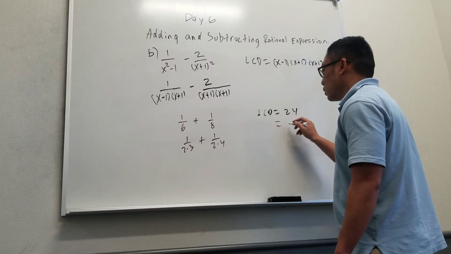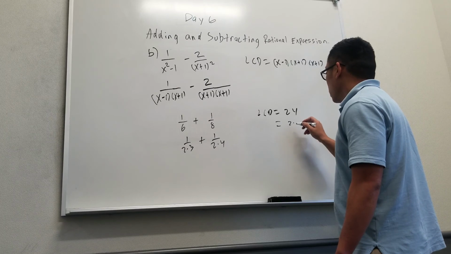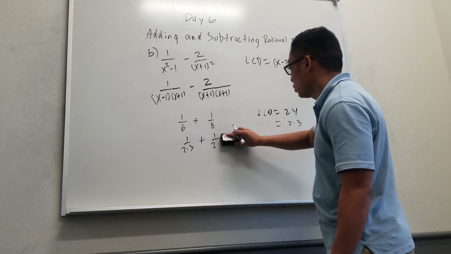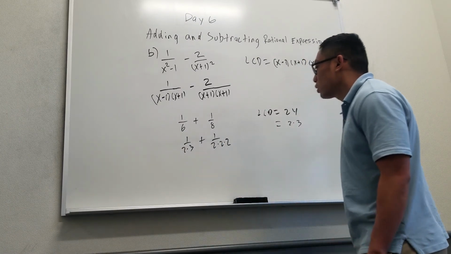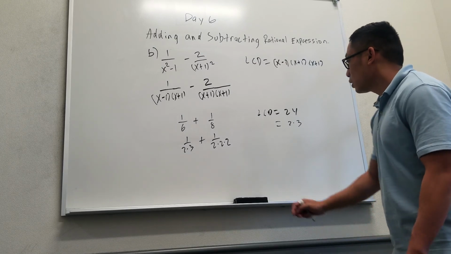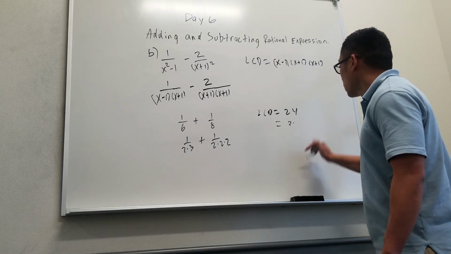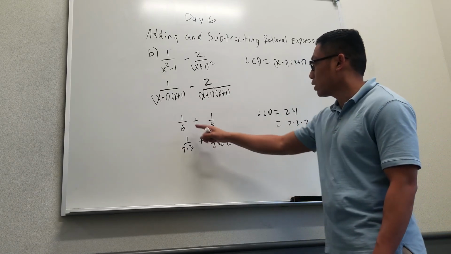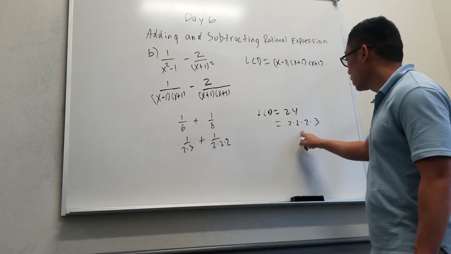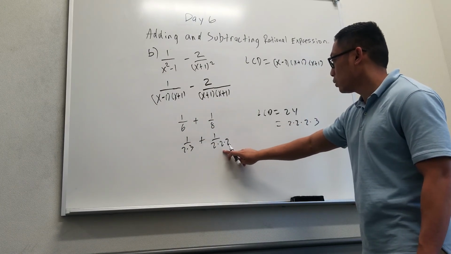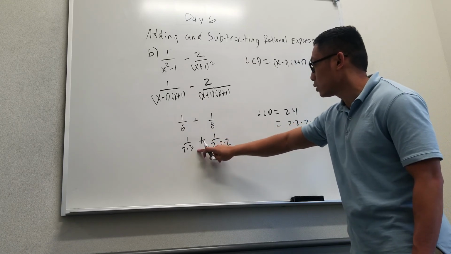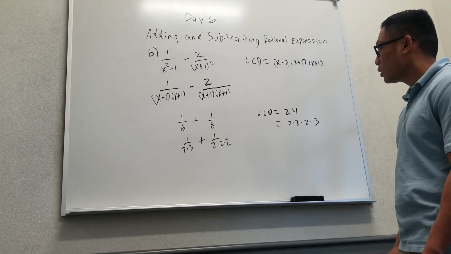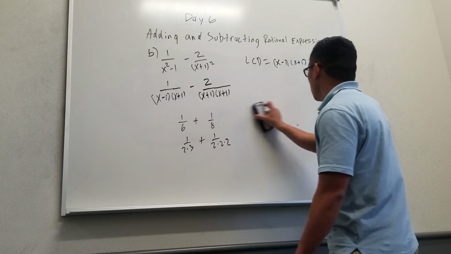But really, 24 is what? 2 times 3, right? Okay, I can rewrite this as 2 times 2 times 2 times 3. So the LCD is really just 2 times 2 times 2 times 3. When you think about it, I have to multiply this by what? By 4, because it's missing 2 times 2. Here I have to multiply by 3 because it's missing the 2 times 3. So that's the same idea when I do this problem. Okay? So that's how I did that.